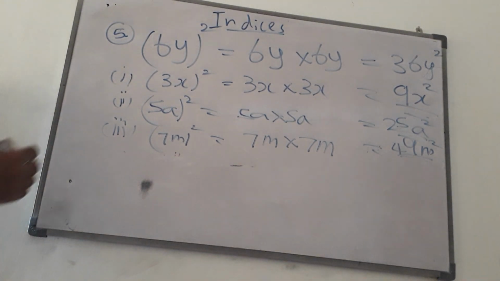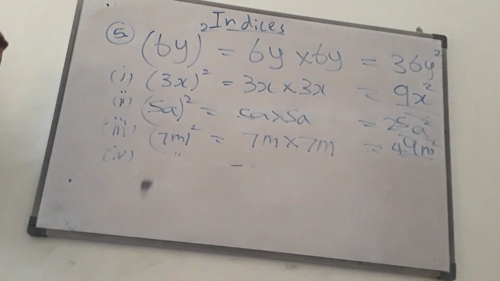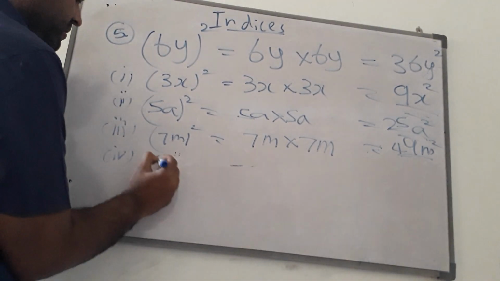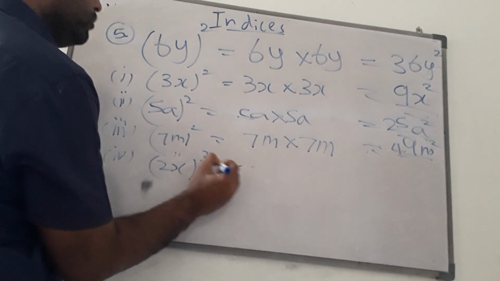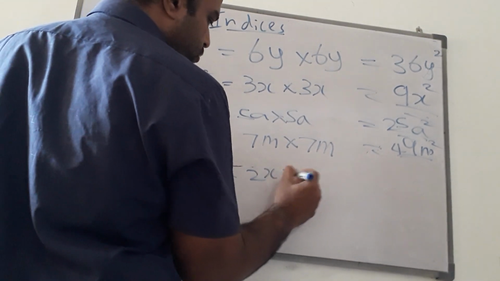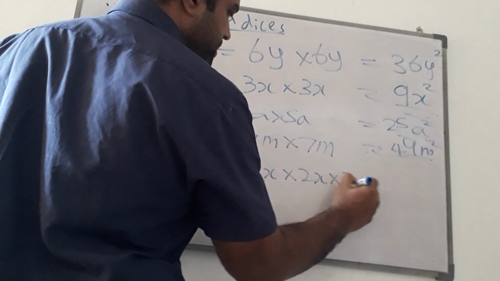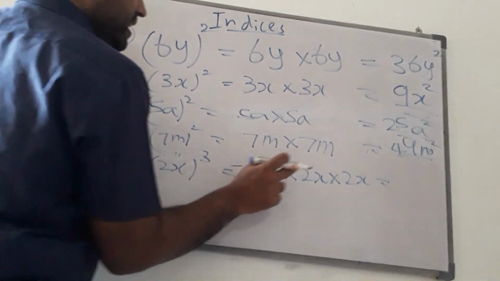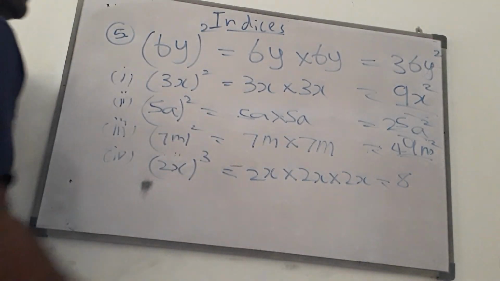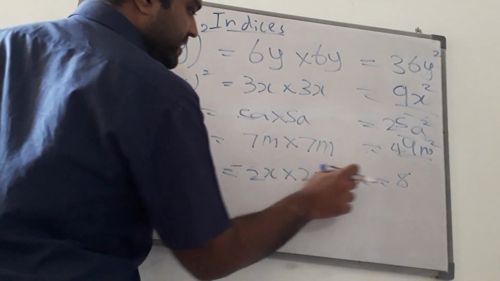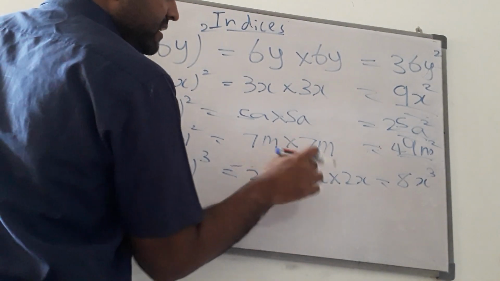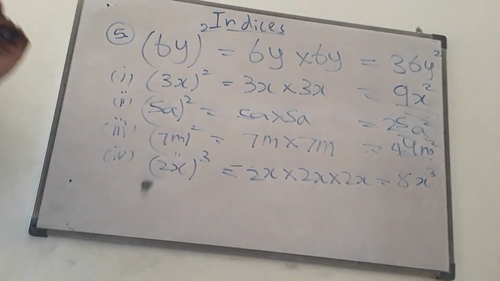Fourth question. It says 2x altogether cubed. That means you have to multiply 2x by itself 3 times. Hence the answer is 2 times 2, 4, times 2, 8. X means x times x, x squared, times x, x cubed. Okay, x times x means x squared, and another x means x cubed.